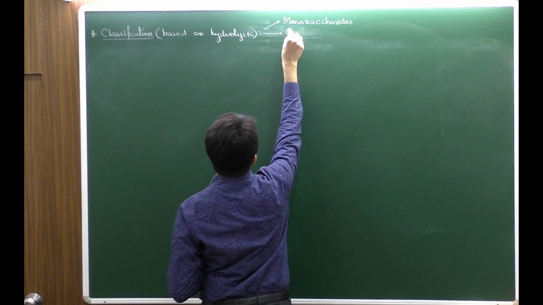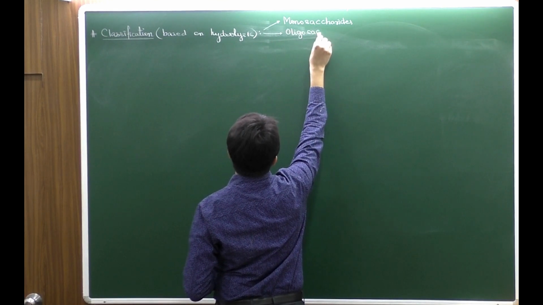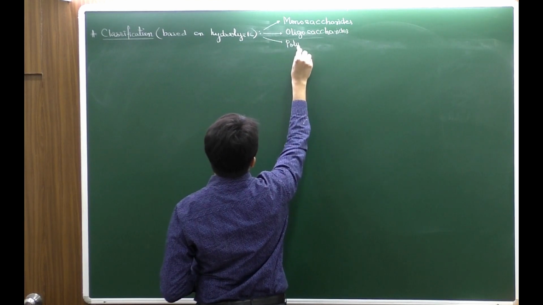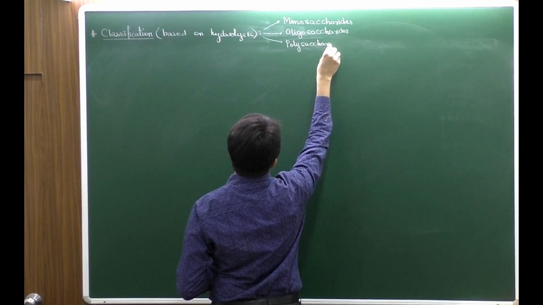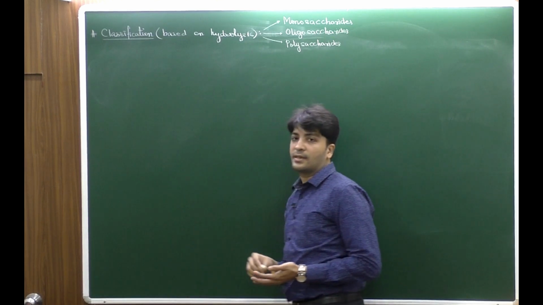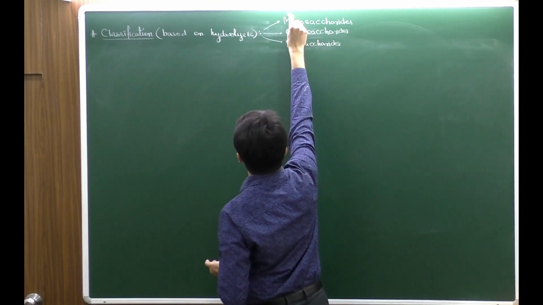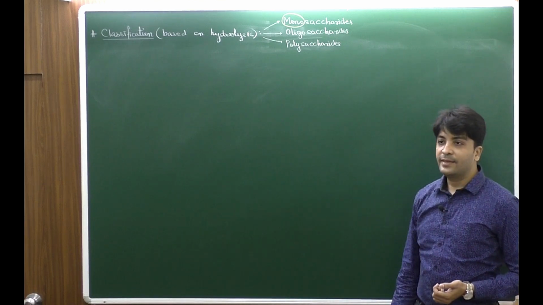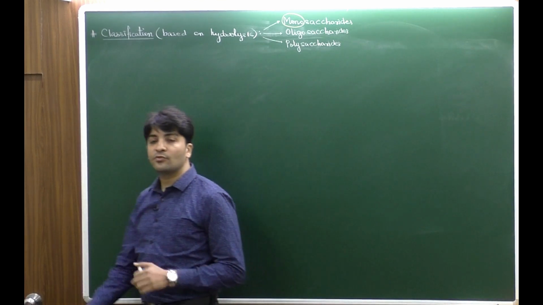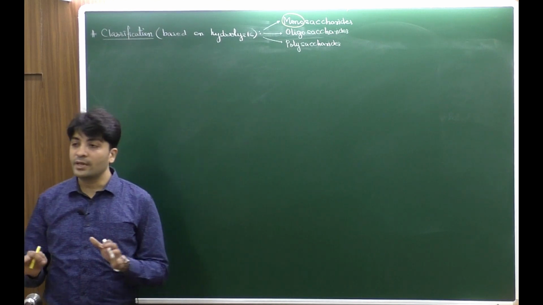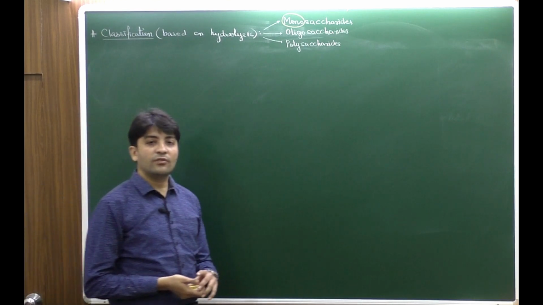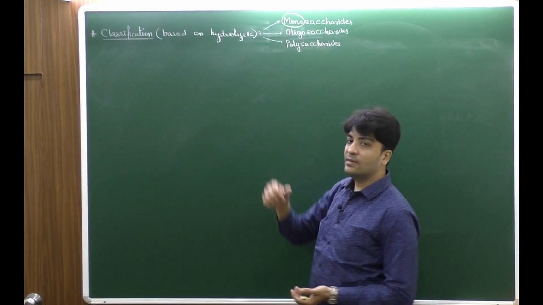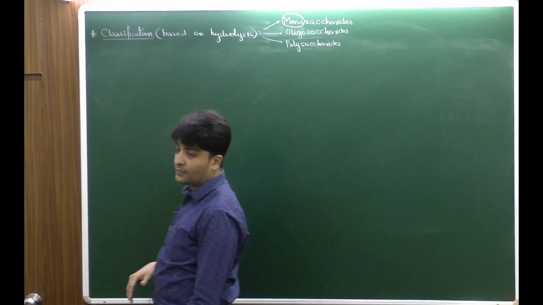Secondly, they can also be classified as oligosaccharides. And thirdly, they are classified as polysaccharides. Now it's simple to understand. Monosaccharides are those which will not be able to hydrolyze, meaning they are the simplest unit of carbohydrates which cannot be broken down further, because mono itself is a single unit of carbohydrate.